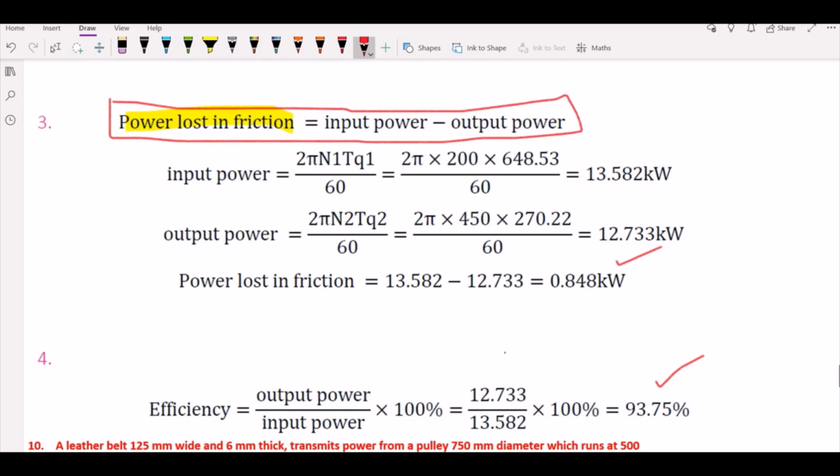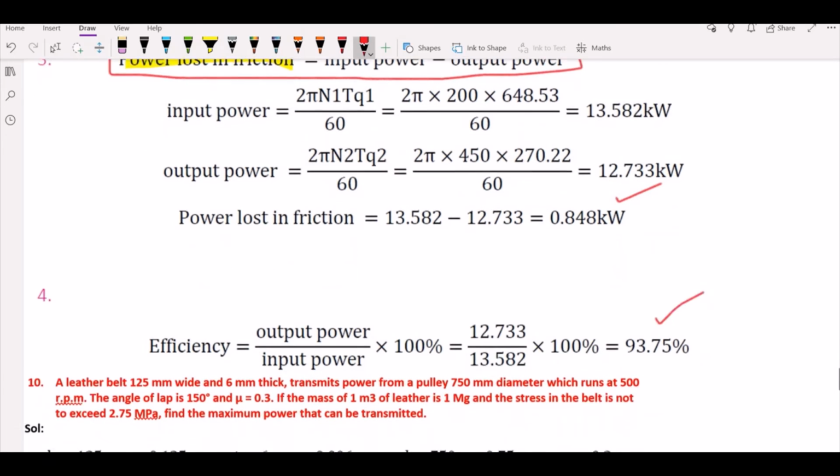Let's move on to another problem, that is the last problem in terms of belts, that is problem number 10.